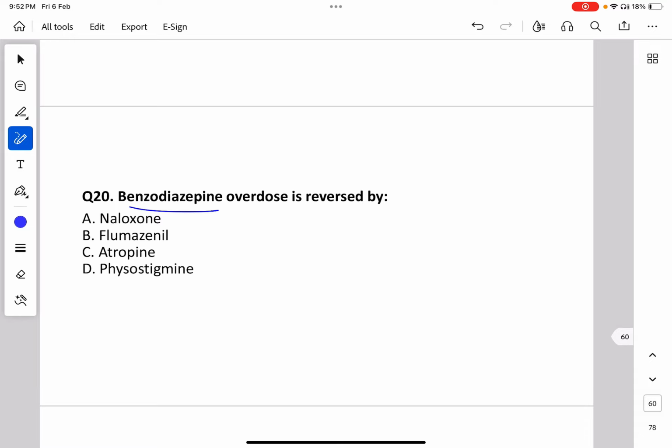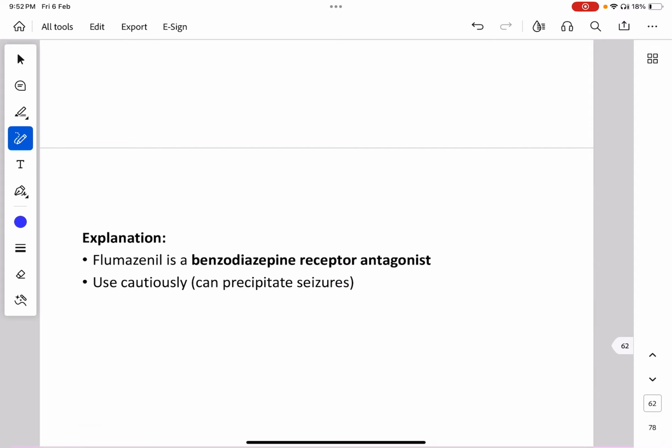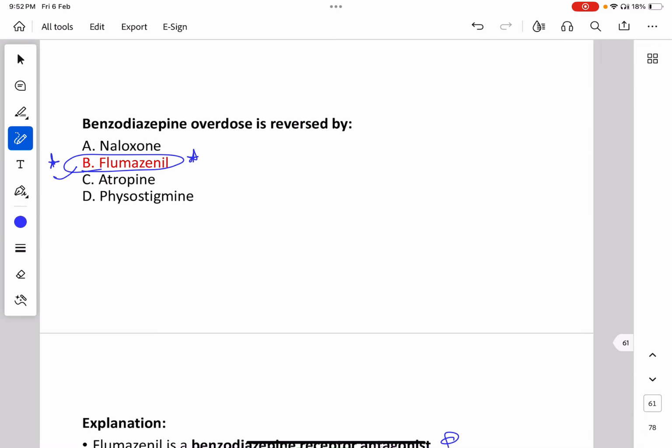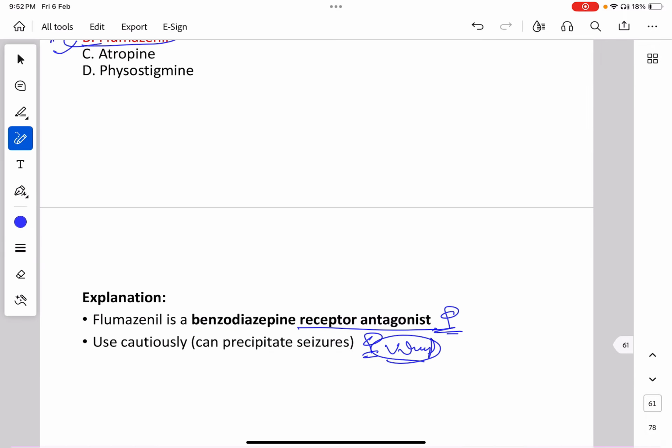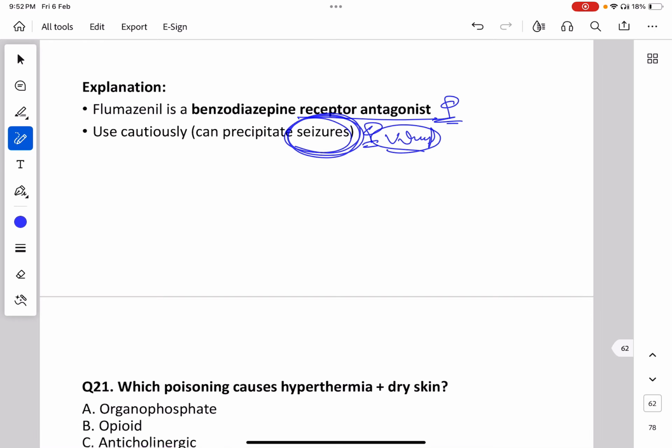Now, the reverse pair: a question with benzodiazepine overdose, and which is the antidote. So, flumazenil, remember this one, important. Many times the question has been asked in various MCQ exams. Benzodiazepine antidote is flumazenil. Flumazenil is a benzodiazepine receptor antagonist. Another very important question that can come is: if a patient is suffering from benzodiazepine overdose, then flumazenil is to be used with caution in patients having a history of seizures. So any epileptic patient, it can precipitate seizures, so flumazenil is used cautiously.